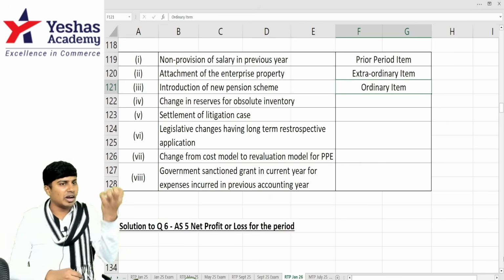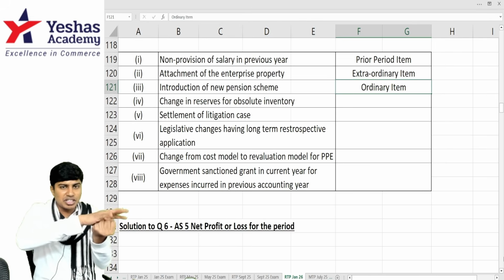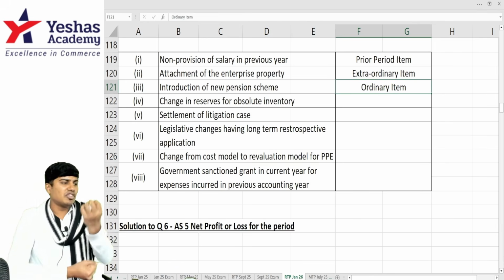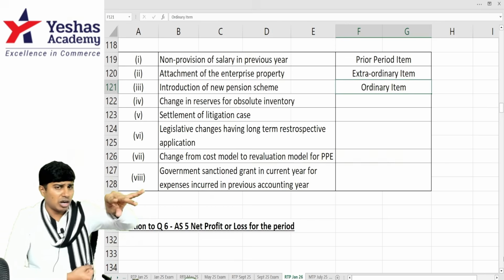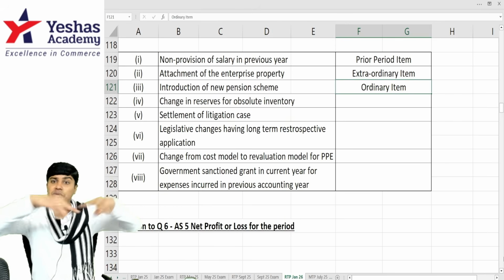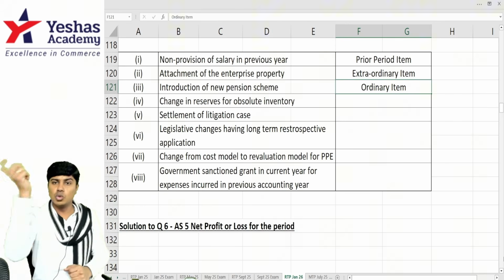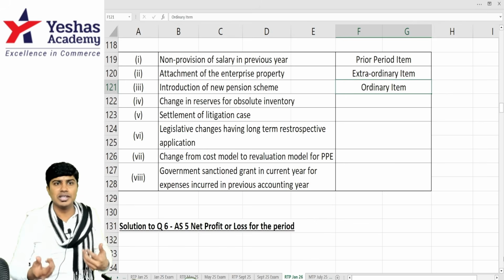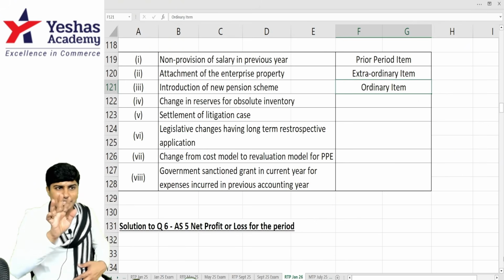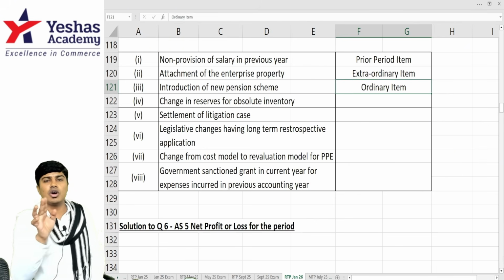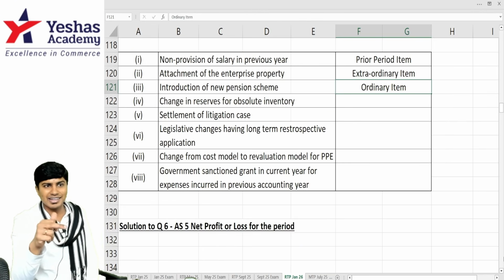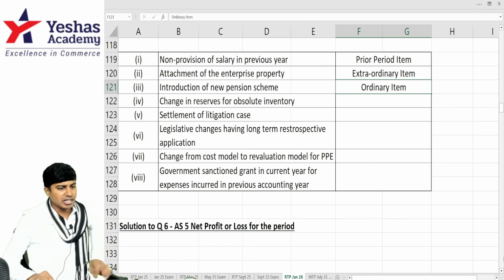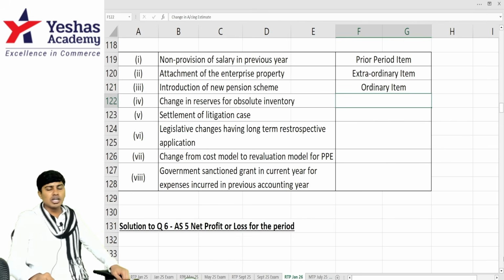If they already have one pension scheme and they shift to another pension scheme, or if they're paying pension ex gratia, or doing it based on some formula and they're changing it to another formula, that will be a change in accounting policy. When there is no policy and you introduce a new policy, that is not a change in policy, but the introduction of a new policy. To call it a change in policy, there should be one policy which is replaced with another new policy.